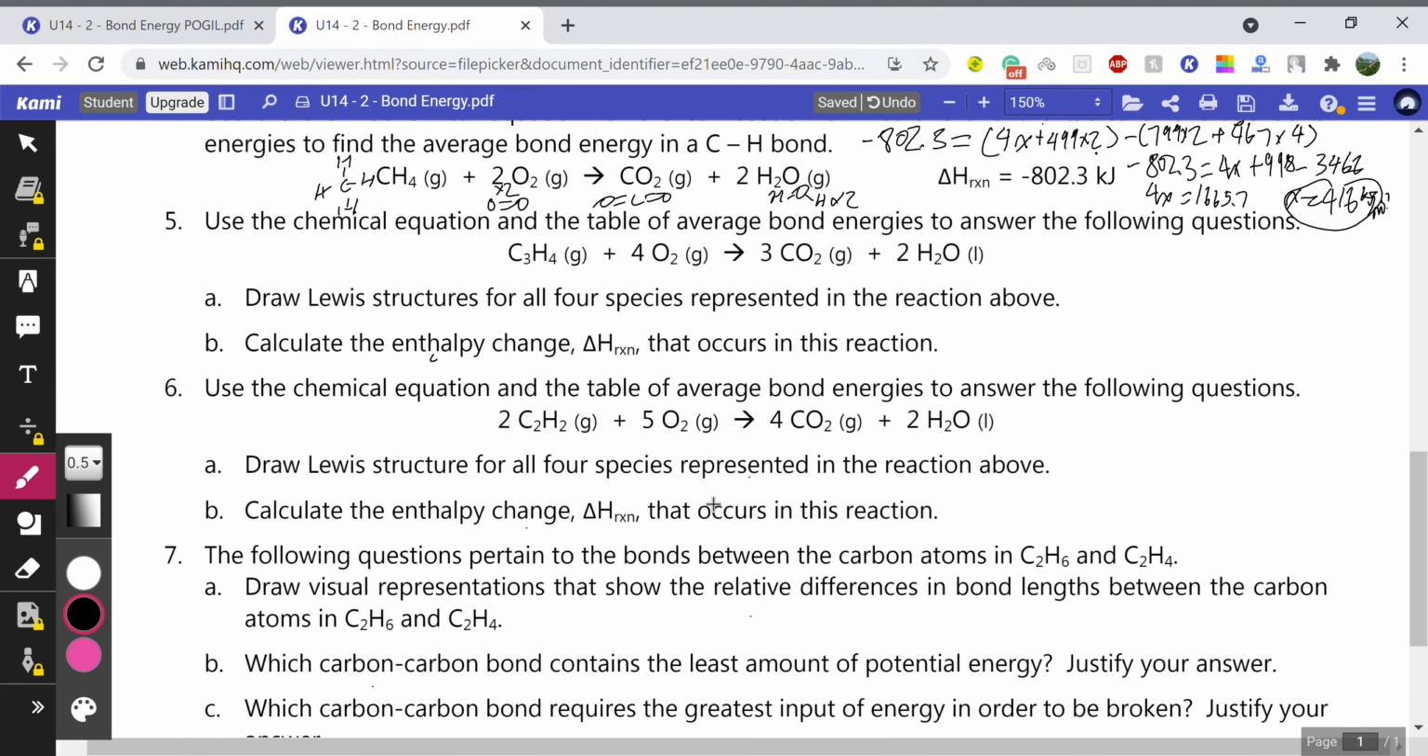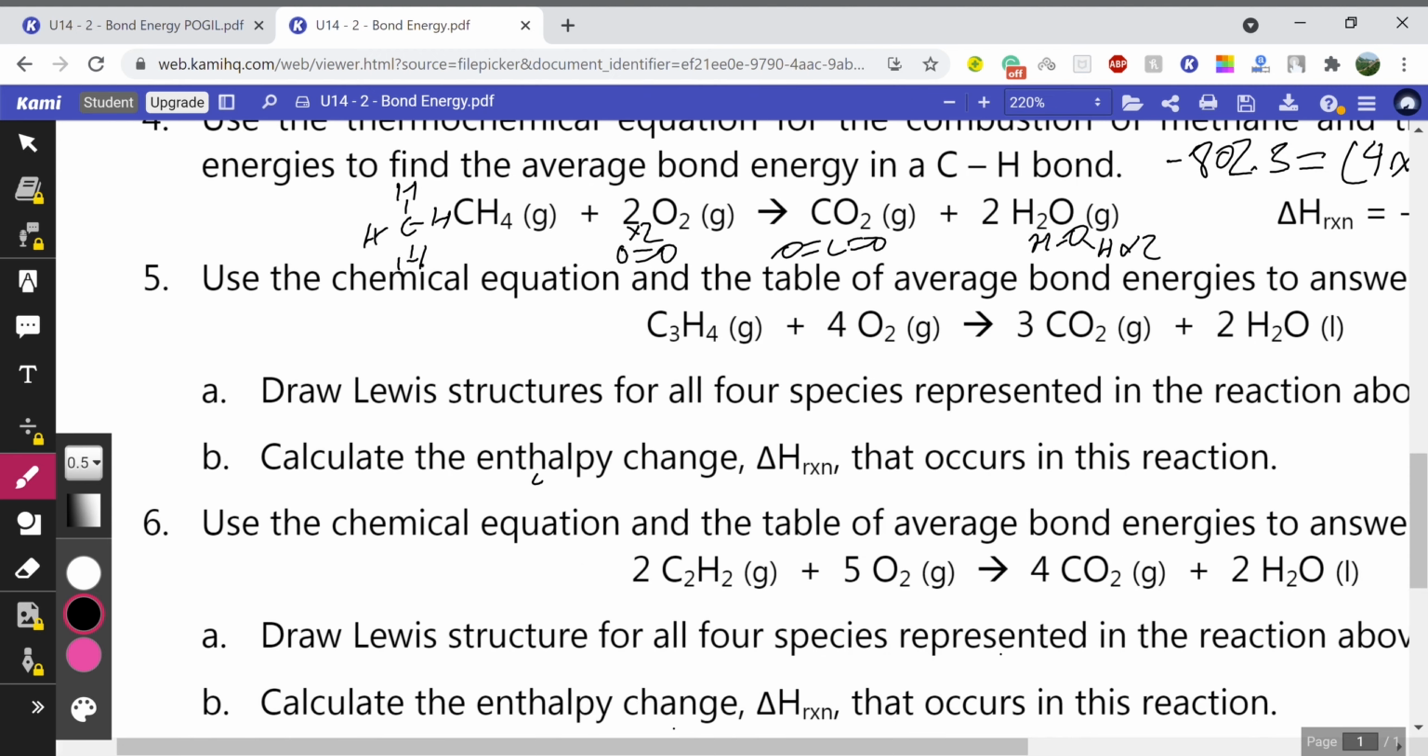Number 5, draw Lewis structures for all 4 species represented in the reaction. That's easy. C3H4. Alright, so let's say C double bond C double bond C, each with an extended leg of H. And let's see, the octets are all completed, and this is the right one.